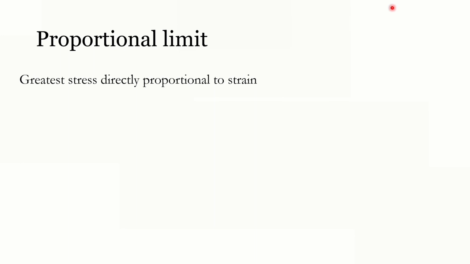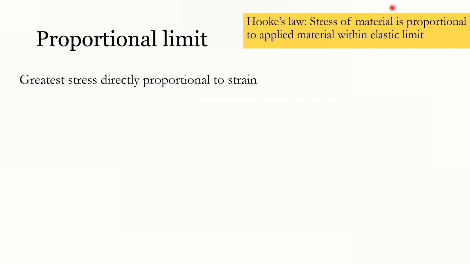So let's talk about proportional limit. Proportional limit is the maximum value till which stress is going to be proportional to the strain. So here there is something called Hooke's law. Hooke's law states that the stress of a material is proportional to its applied strain till the elastic limit. That is, stress is always proportional to the strain within the range of the elastic limit.